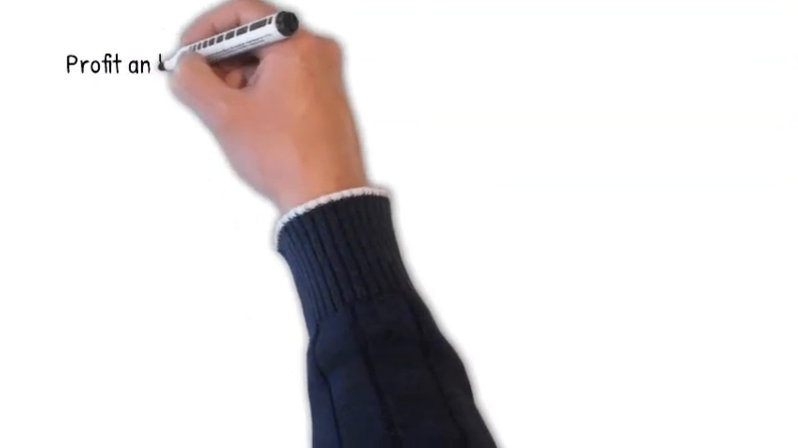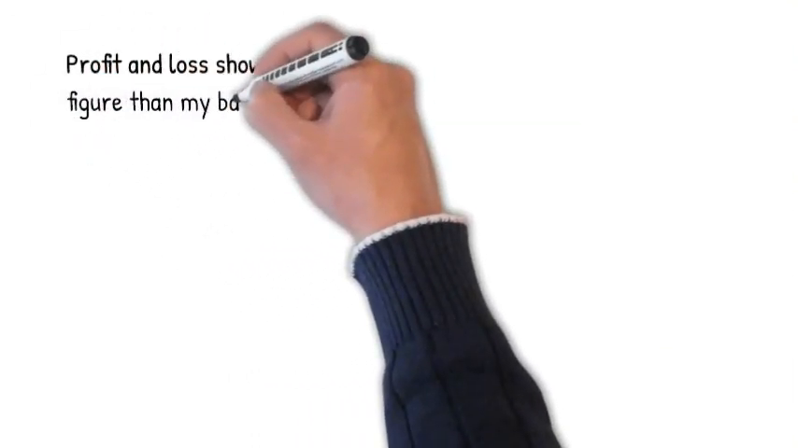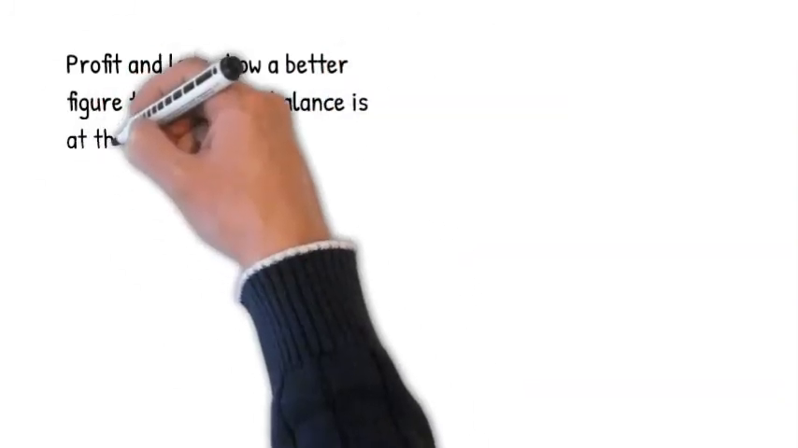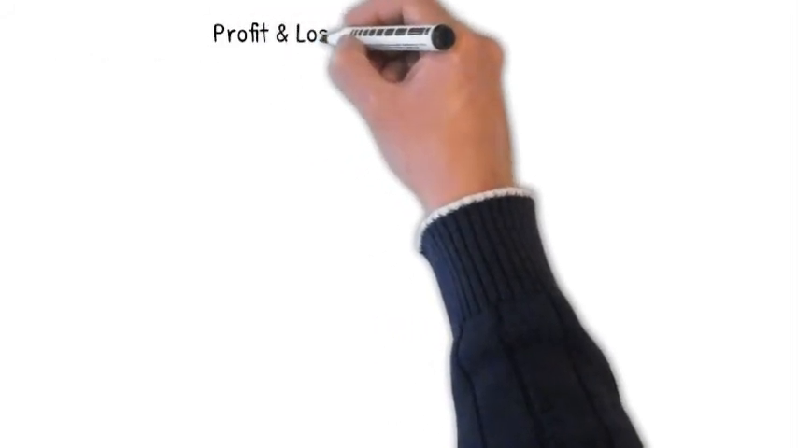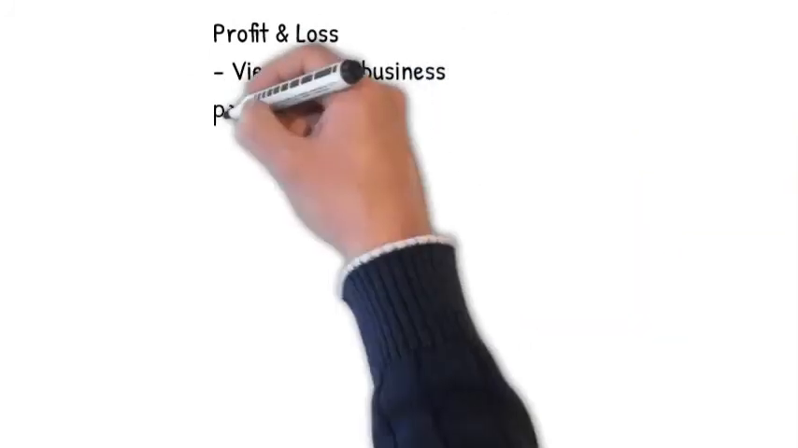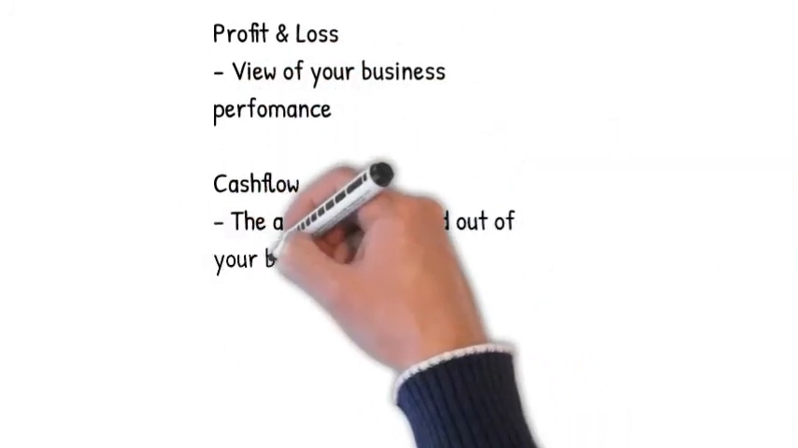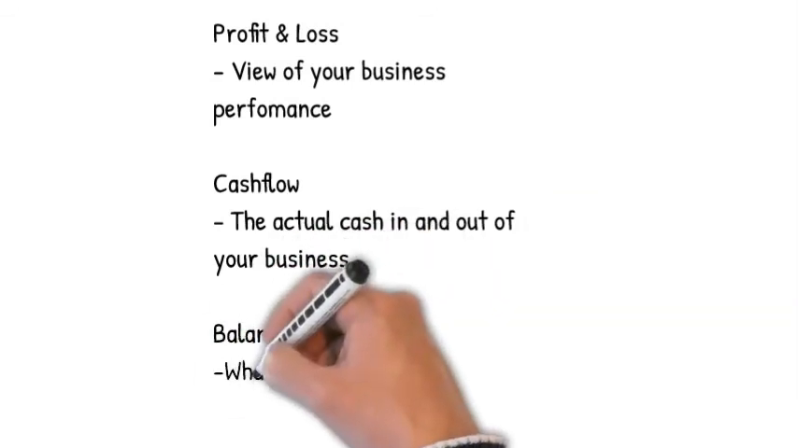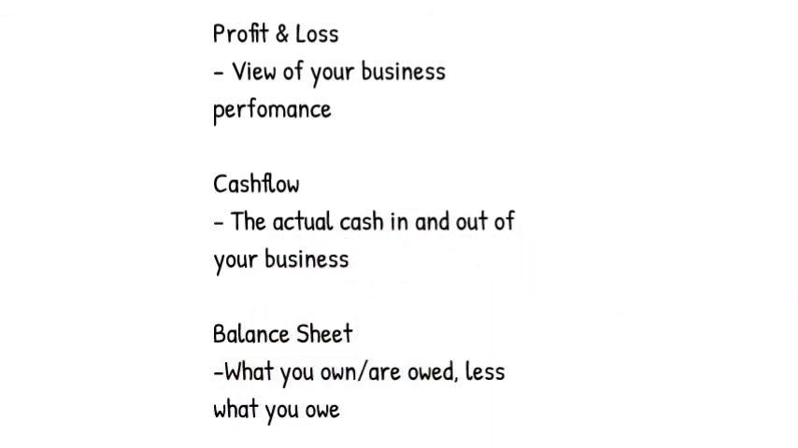But sometimes when I see my accounts, my profit shows a very different figure from what's in my bank account, and I don't understand why my bank account may be lower but my profit is higher. Well, this is called accrual accounting. It's something we have to discuss in another video. But for this video, remember, your profit and loss is a view of your business performance. Cash flow is the actual cash in and out of your business, and a balance sheet is what you are owed less what you owe.